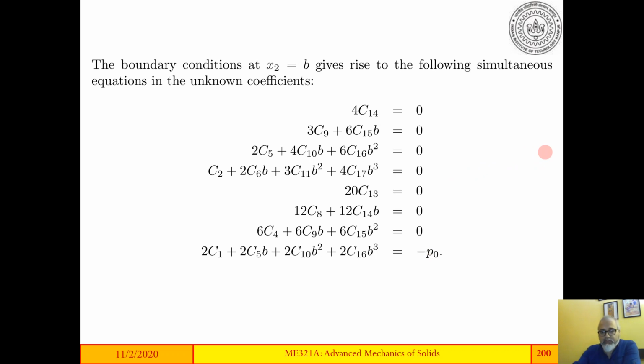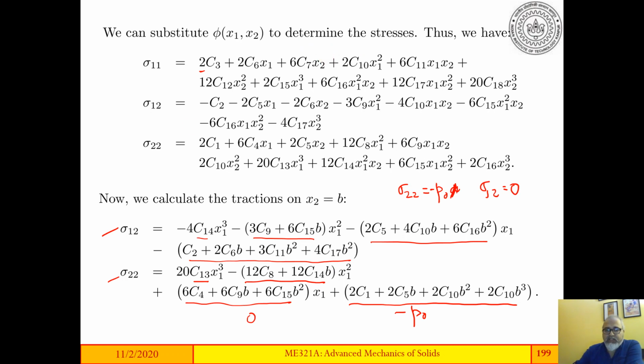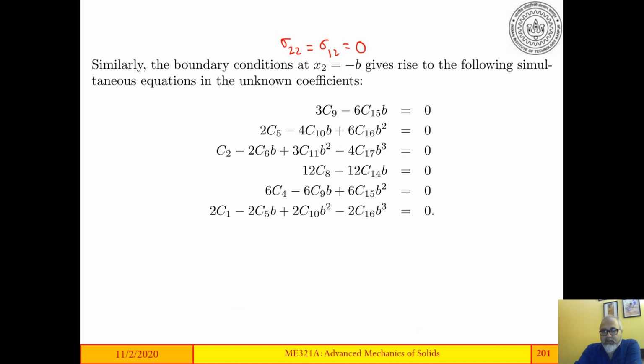8 plus 3, 11. Okay. Now I do this for x2 equal to minus b. Remember, at x2 equal to minus b, sigma 2 equal to sigma 1 equal to 0. So when I put x2 equal to minus b into these equations, I will get an equation in terms of x1, and I equate the coefficients of that to 0, and this is again what I'll get. Please check them out.